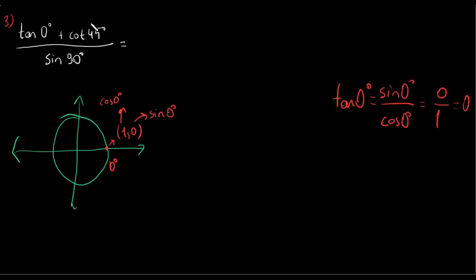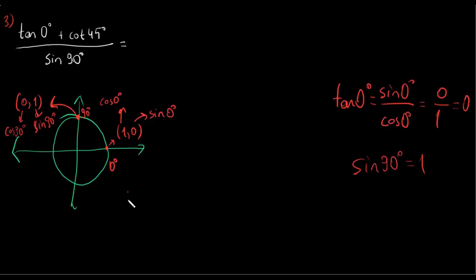So cotangent of 45, we need to draw a special right triangle, but let's find 90 degrees. This is 90 degrees. What are the coordinates? The x coordinate is 0 and the y coordinate is 1. So the x coordinate is going to be cosine of 90, and the y coordinate is going to be sine of 90 degrees, right? So sine of 90 degrees is equal to 1.